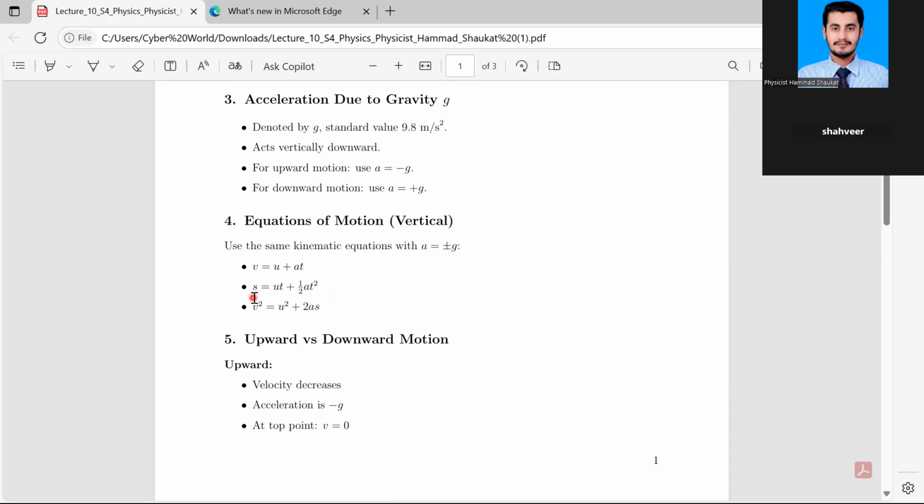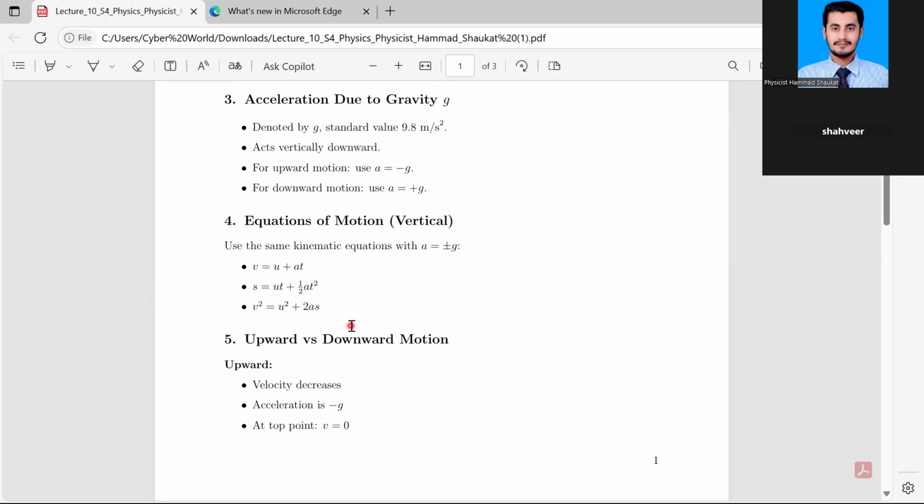Again, u is the initial velocity, t is the time taken by the body, plus half a t square. This is your second equation of motion. And this is your third equation of motion, where the final velocity square equals the initial velocity square plus 2as. Again, in today's lecture, we are going to use these three equations of motion to solve vertical motions, or you can say free fall motions.